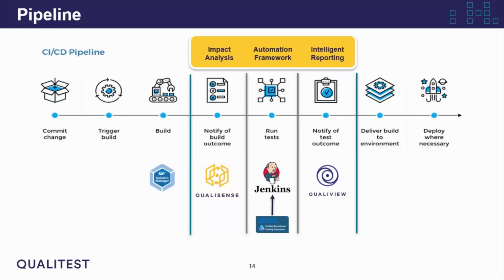So what you see on the screen here is your classic CI/CD pipeline. And what we've highlighted is where testing comes in terms of this framework. So you can see the three steps above: impact analysis, automation framework, and intelligent reporting. As you make your change, and let's look at SAP Solution Manager as an example, and any enterprise application set can be used, but let's focus on this.